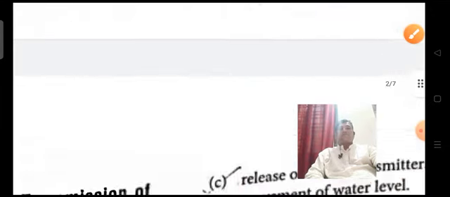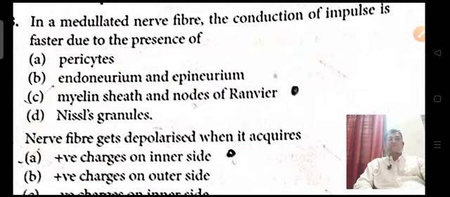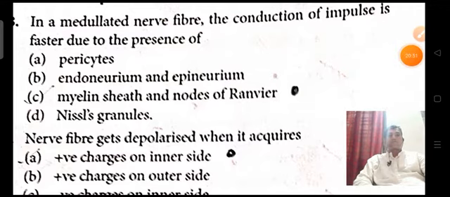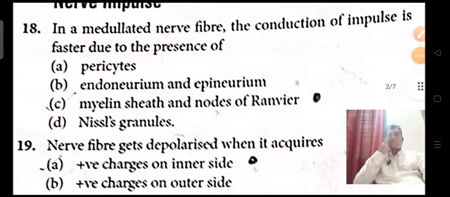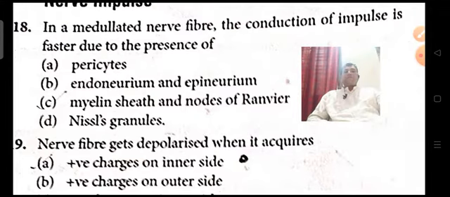Next, coming on to the next question. In a myelinated fiber, the conduction of impulse is faster due to the presence of pericytes, endoneurium and epineurium, myelin sheath and nodes of Ranvier, or Nissl granules. In a myelinated nerve fiber, the conduction of impulse is faster because of the covering.